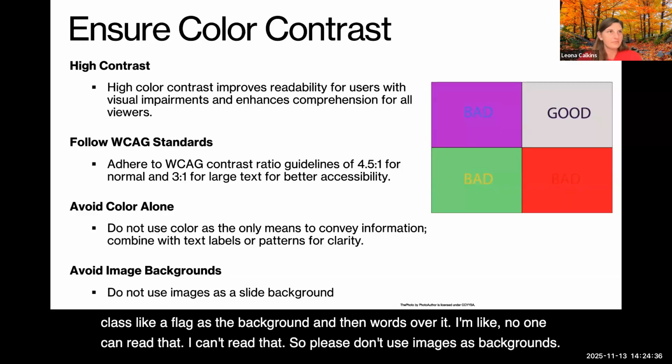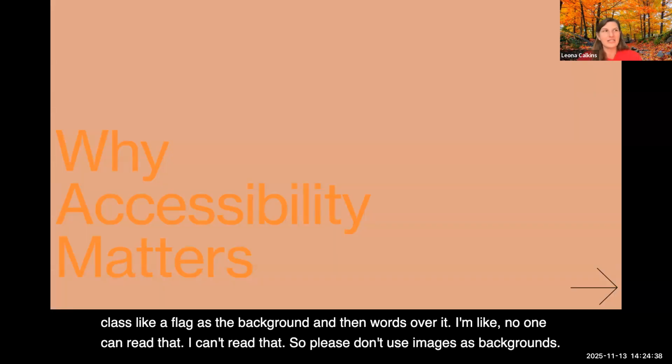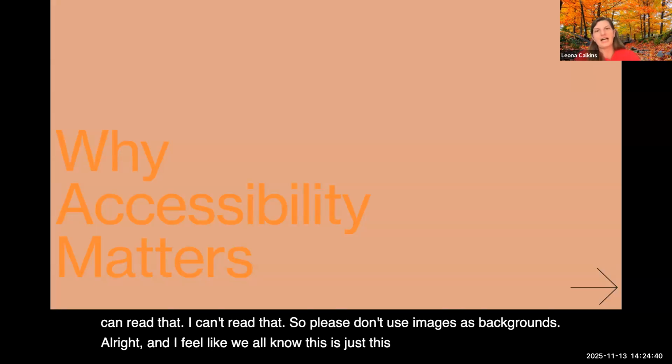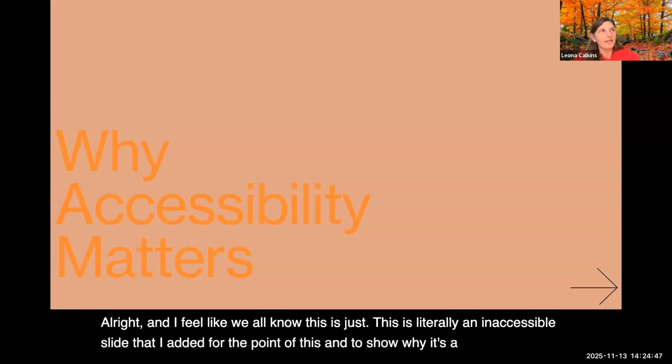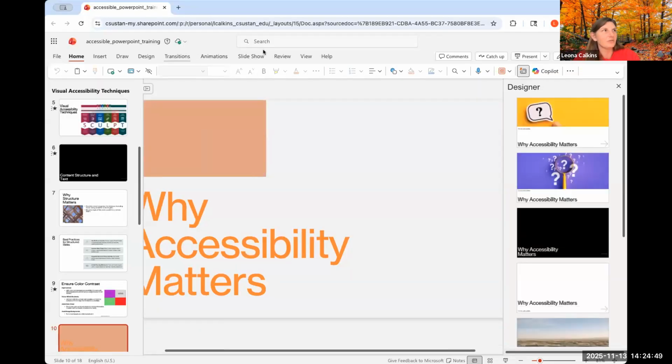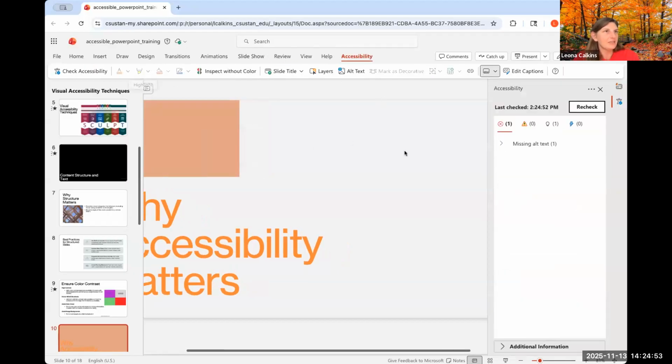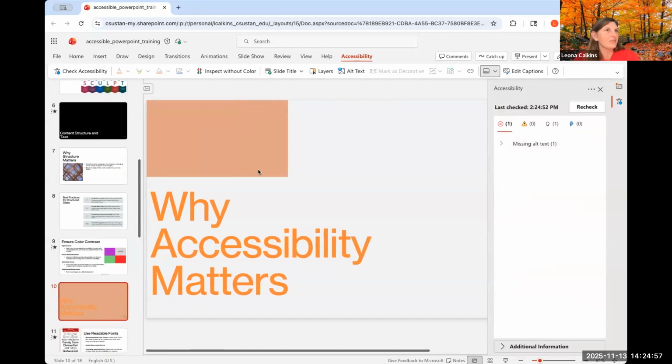All right. And then I feel like we all know this. This is literally an inaccessible slide that I added for the point of this and to show why it's a problem. And then if you wanted to correct it, if you go to review and then check accessibility, actually, it's kind of interesting. Does it not flag this for me?